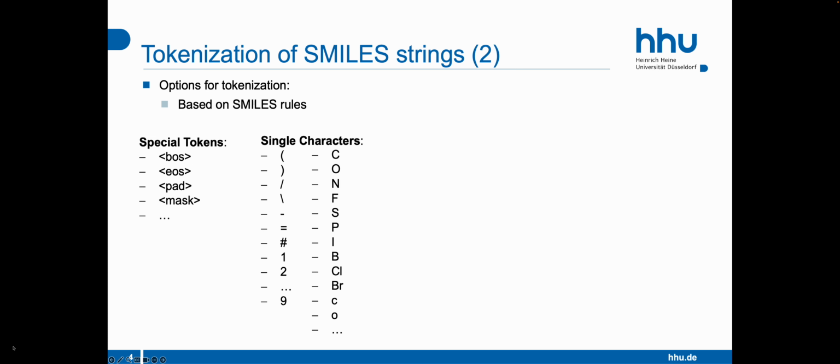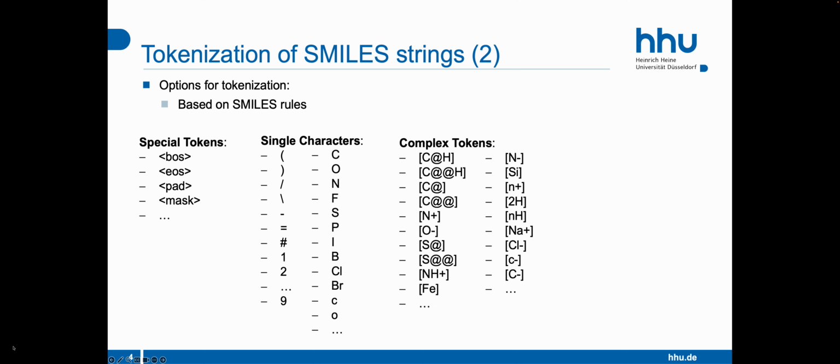We have learned that those atoms that you can see here are all the atoms that we can write without square brackets in most cases. And we also have lowercase letters for atoms that are part of an aromatic ring. And finally, we need more complex tokens, which basically means everything that we can have within square brackets.